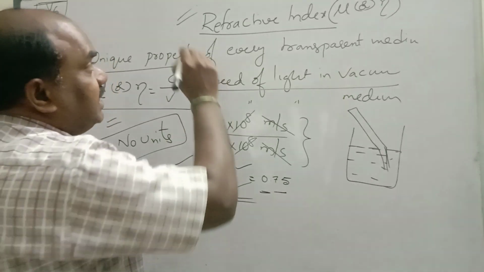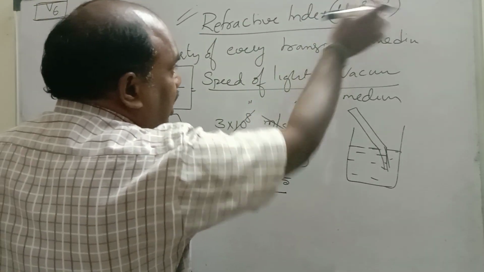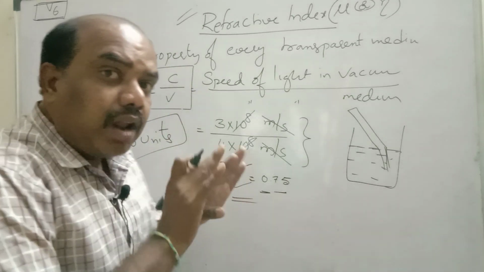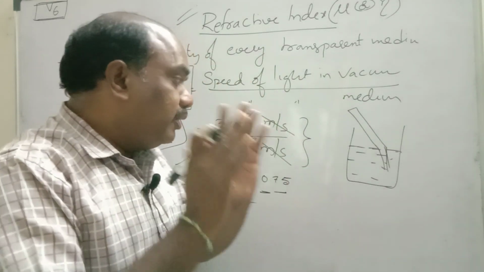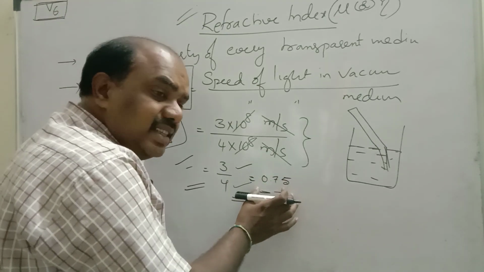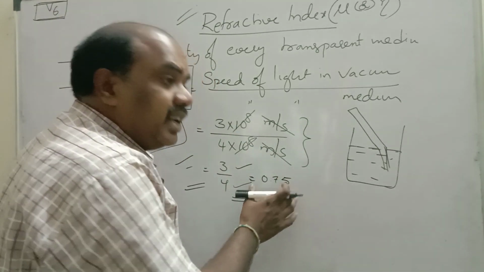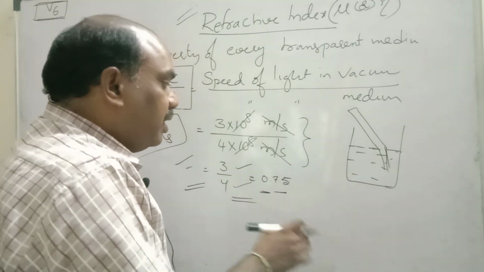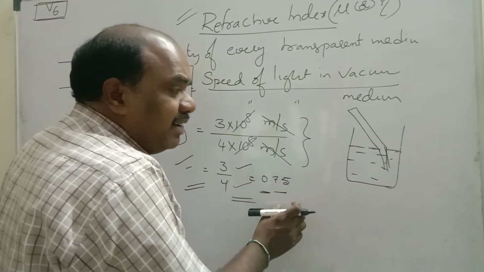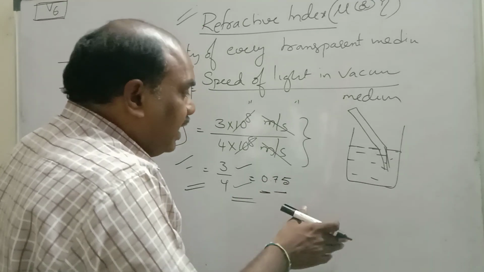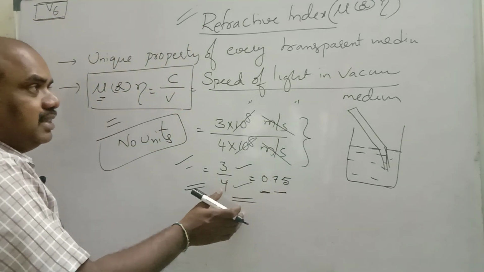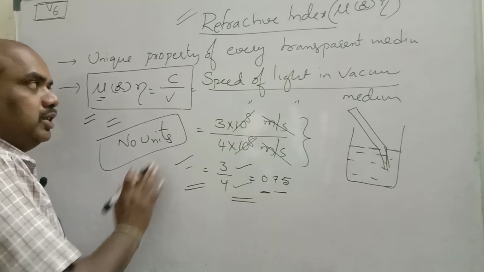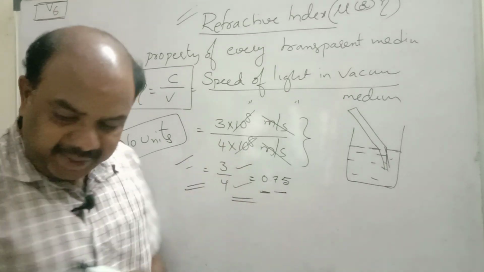Understand children? Once again, refractive index is denoted by mu or n, with the formula speed of light in vacuum by speed of light in medium. It is not a definition, it is a number, a numerical. What does this numerical indicate? This indicates the bending capacity of the light ray inside the medium. That means how much the light ray bends inside. 0.75 bends for every 1 degree. This is the refractive index. No units. c by v is the formula. Copy it.